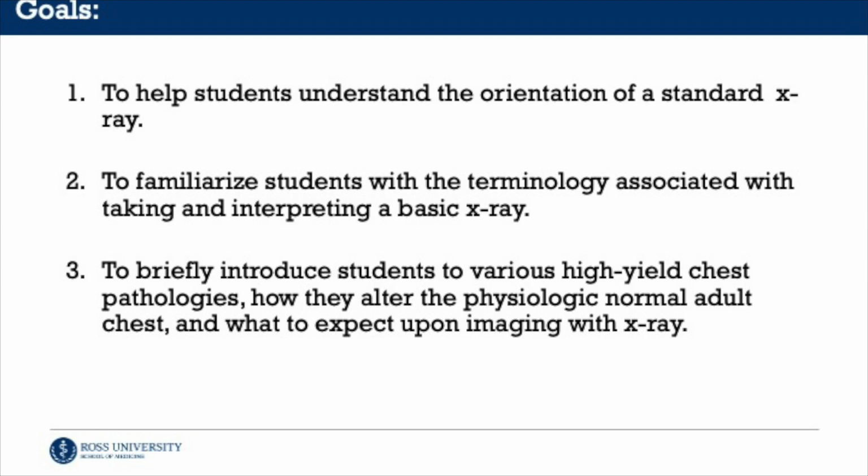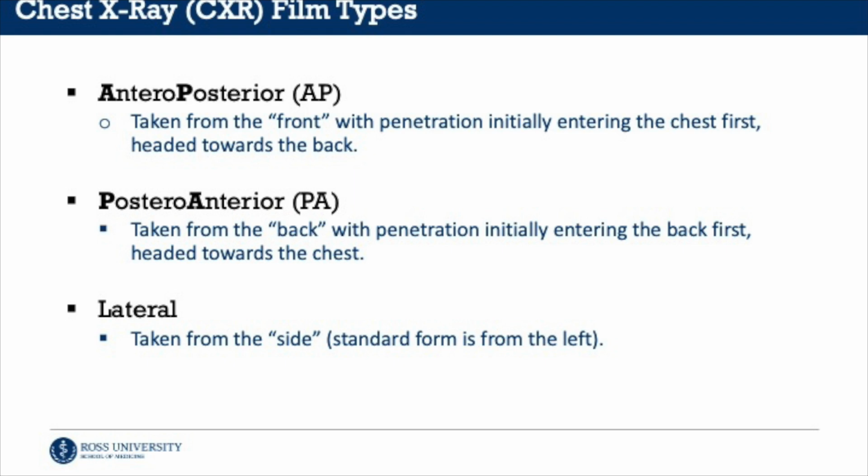Let's get started. There are multiple types of chest X-ray films, and let's discuss them. We have the antero-posterior, also known as the AP. This is taken from the front, with penetration initially entering the chest first, headed towards the back. There's posterior-anterior, known as the PA. This is taken from the back, with penetration initially entering the back first and headed towards the chest. And then there's the lateral X-ray film, taken from the side, with the standard form being taken from the left side, the patient's left side.